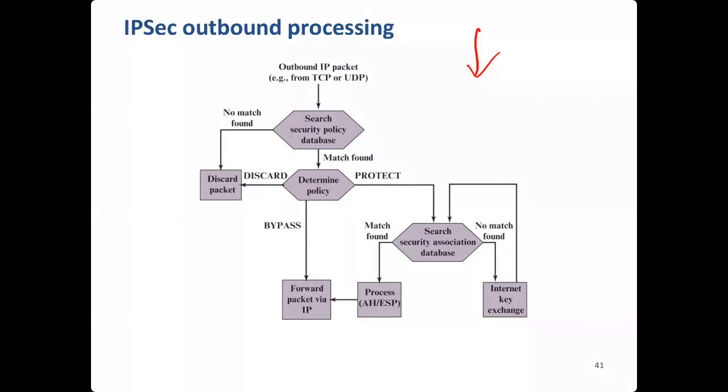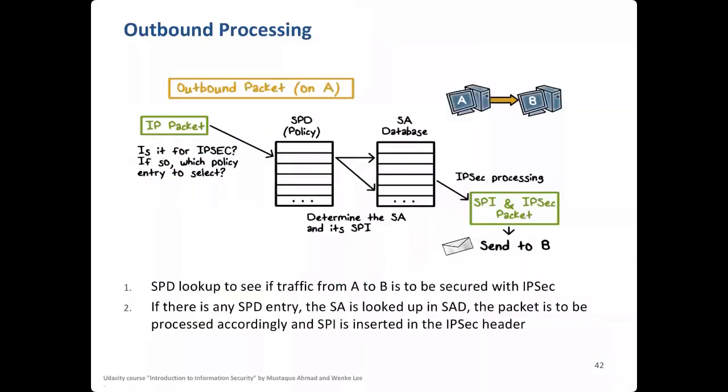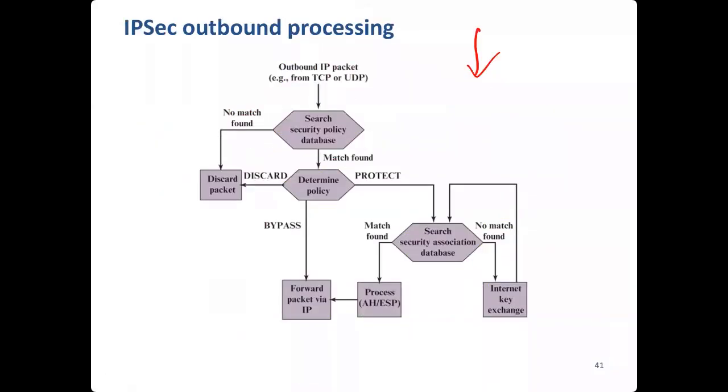When an outbound packet, generated by your machine, comes to, for example, the gateway, it searches the policy database. If a match is found, it determines the policy: what kind of algorithm is to be used, 3DES or whatever. Then it may decide to protect or not protect. If it's a very ordinary packet, or if there is something wrong, it can be discarded.